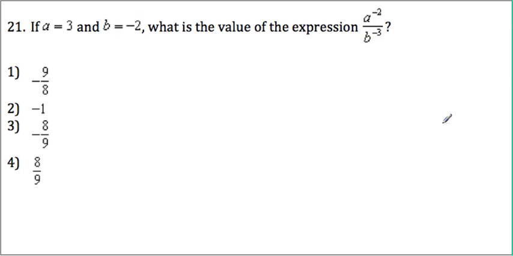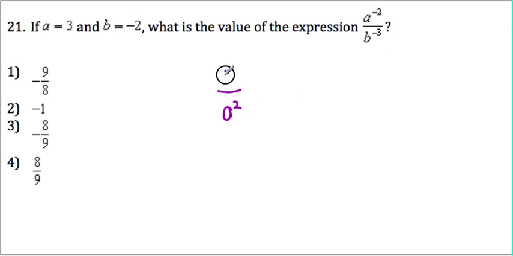Alright, number 21. Here, if a is equal to 3 and b is equal to negative 2, let's try to plug them in and see what we end up getting. But to do this one, a to the negative 2 power, whenever you use negative exponents, you can assume that they're in the wrong places. So here, a to the negative 2 will in fact go to the denominator, becomes a squared.